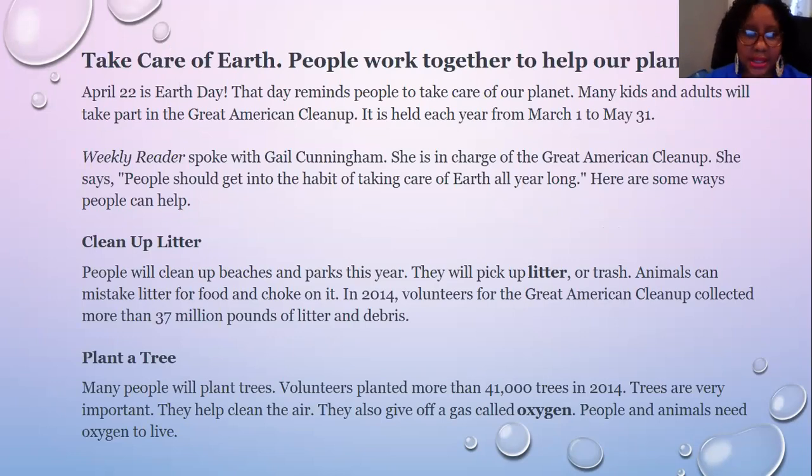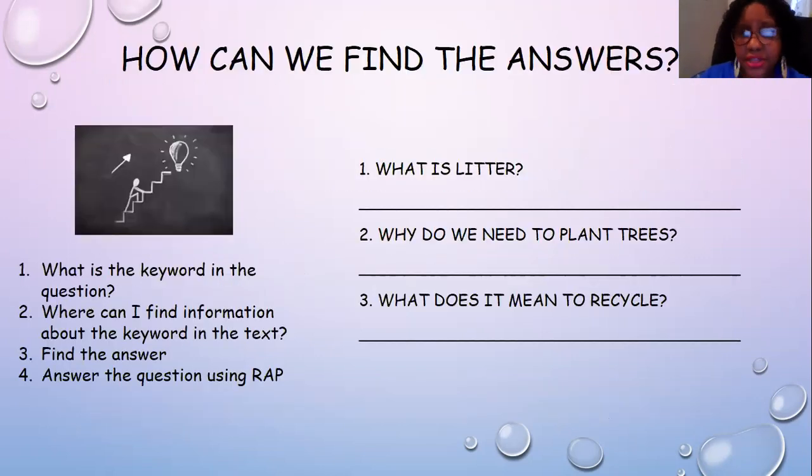I'm going to reread the text. People will help clean up beaches and parks this year. It doesn't really tell me what litter is. They will pick up litter or trash. Eureka! I think I got it. Animals can mistake litter for food and choke on it. In 2014, volunteers for the Great American Cleanup collected more than 37 million pounds of litter and debris. I know what my answer is. I'm going to make sure I wrap this answer just like a third grader. Litter is blah, blah, blah, blah.